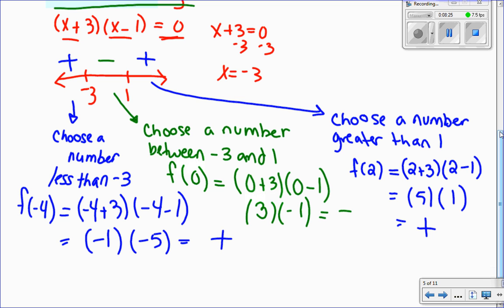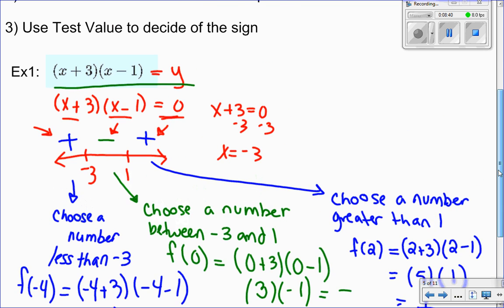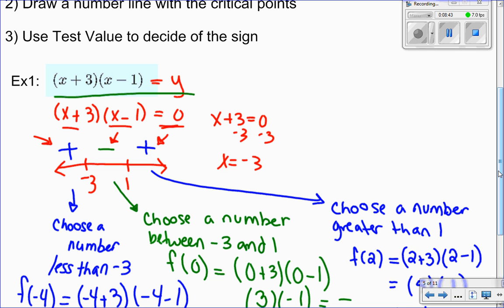Okay, there is a shortcut here. So notice that every time it alternates, we have a positive, then we have a negative, and then we have a positive. So it's alternating. As long as your zeros are to an odd power, notice here our x plus 3 is to a power of 1, which is an odd number. And our x minus 1 is also to an odd power, the power of 1. As long as you have odd powers, they are going to alternate every single time.